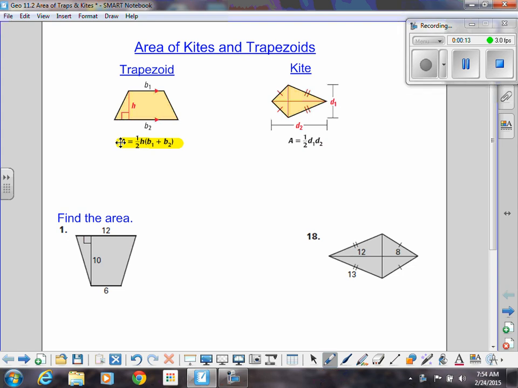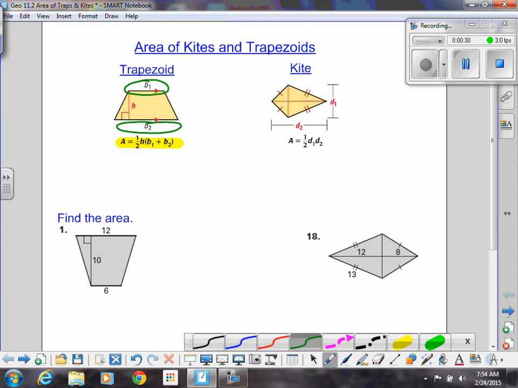And what I want you to pay attention to is that your bases are going to be one or both of the parallel sides. Remember, in a trapezoid, there's only one pair of opposite sides that are parallel. And then just like in our parallelograms, the height has to be perpendicular to both of those bases.